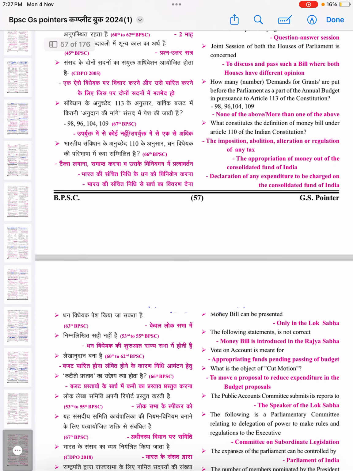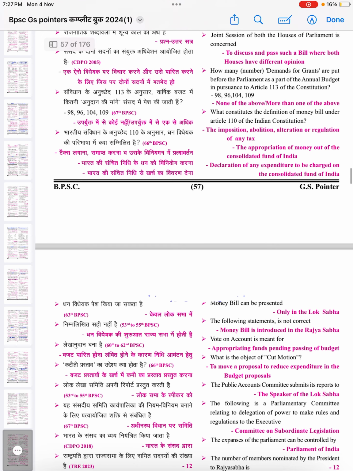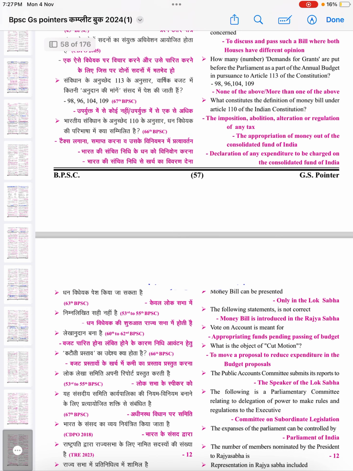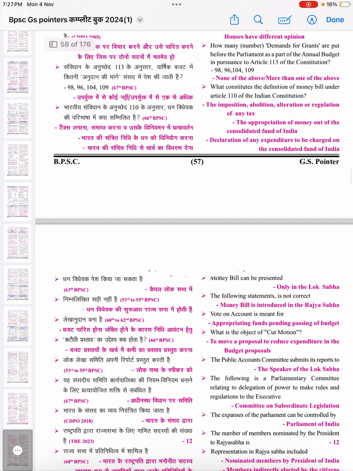How many demands for grant are put before the Parliament as part of the annual budget in pursuance of Article 113 of the Constitution? 98, 96, 104, 109. None of the above, or more than one of the above.